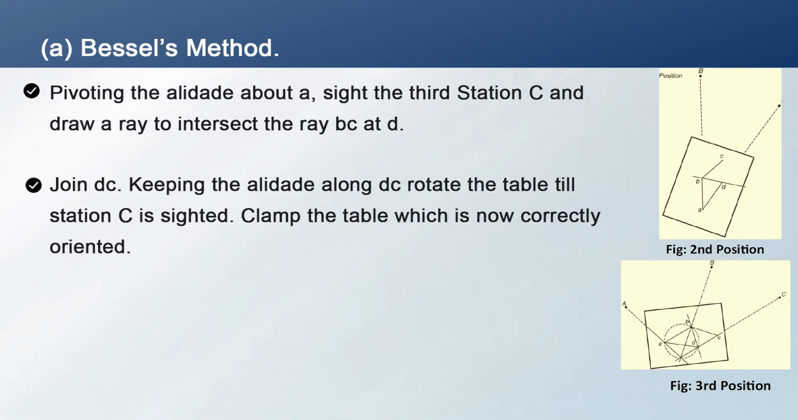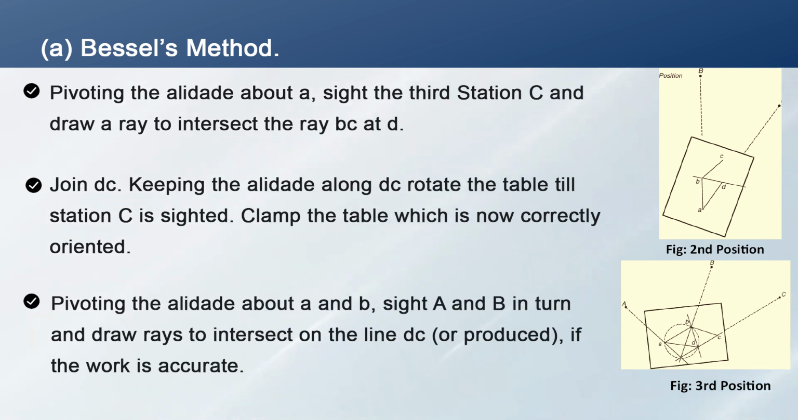Join DC. Keeping the alidade along DC, rotate the table till station C is sighted. Clamp the table, which is now correctly oriented. Pivoting the alidade about a and b, sight station A and station B in turn and draw rays to intersect on the line DC.